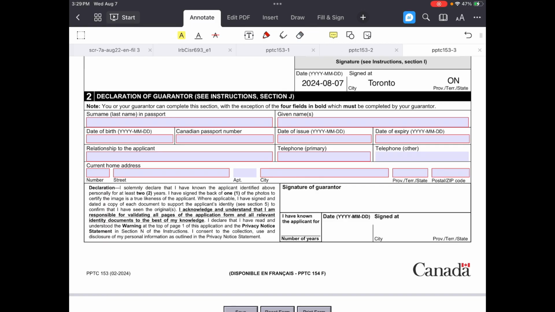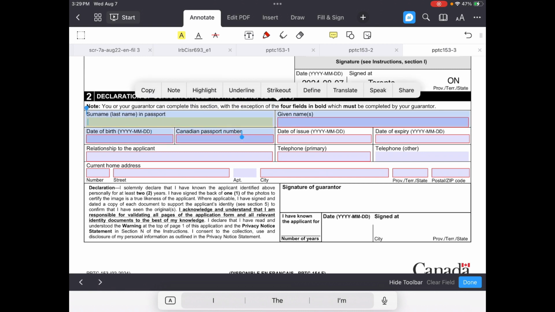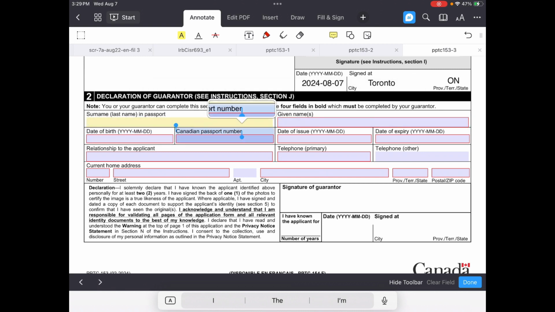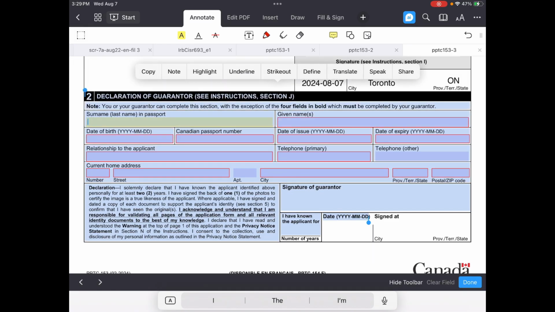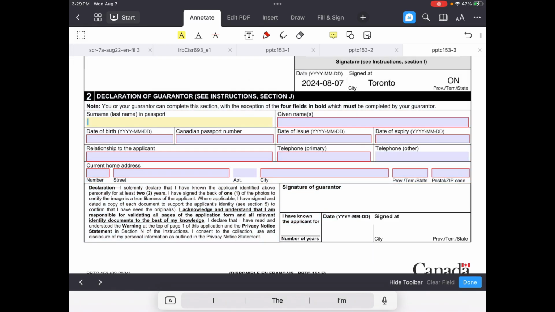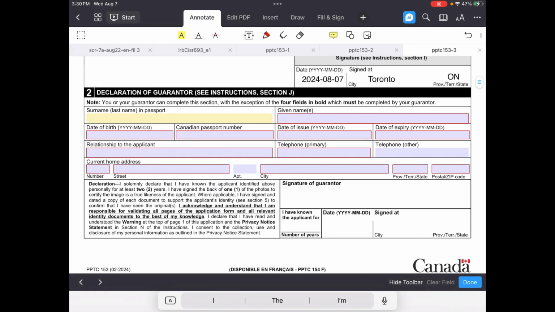But let's say that I have the information of my guarantor. My guarantor is a Canadian citizen, and he does have a Canadian passport. Again, if the guarantor doesn't have a Canadian passport, he cannot be your guarantor. And again, the guarantor can be your brother, mother, father, or a friend that you've known for quite some time. It can be anyone. So let's answer these questions about my guarantor.